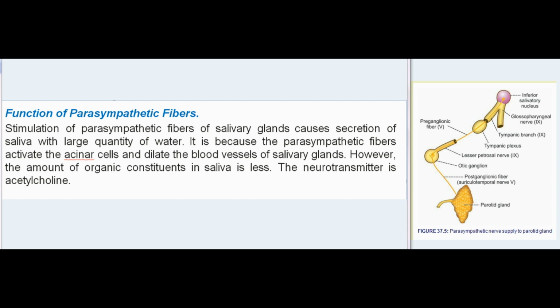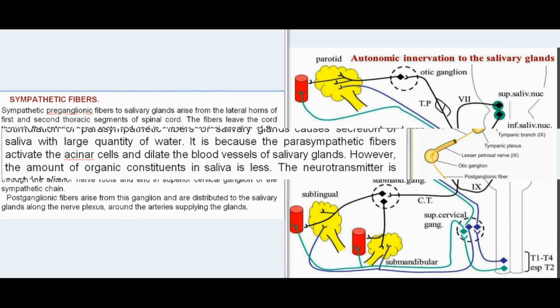Stimulation of parasympathetic fibers of salivary glands causes secretion of saliva with large quantity of water. It is because the parasympathetic fibers activate the acinar cells and dilate the blood vessels of salivary glands. However, the amount of organic constituents in saliva is less. The neurotransmitter is acetylcholine. Sympathetic fibers.